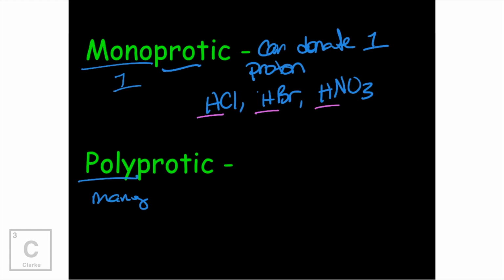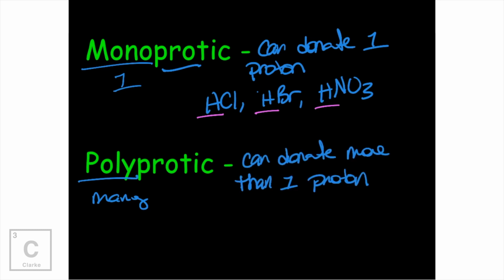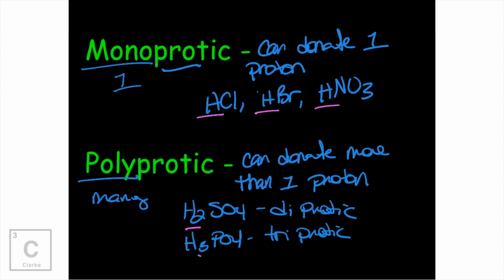Now, we do have diprotic, triprotic, or we could lump all of those together as polyprotic. Like I'm hoping you are already realizing, these can donate more than one proton. For example, if we had sulfuric acid, H2SO4, this would be polyprotic, or more specifically, we could call this diprotic because of that two. We could have phosphoric acid. This is triprotic, because we've got three hydrogens. Or we could lump diprotic and triprotic together and call that polyprotic.